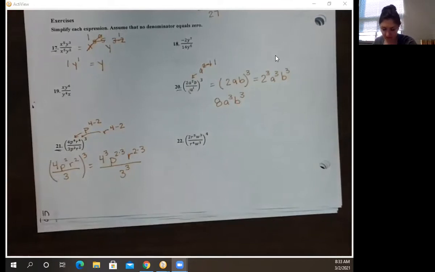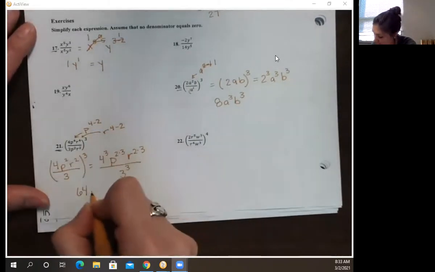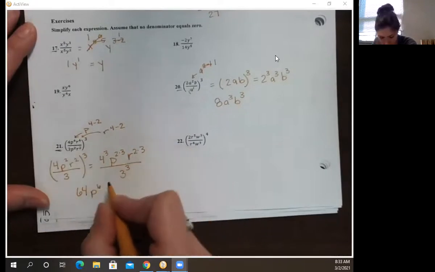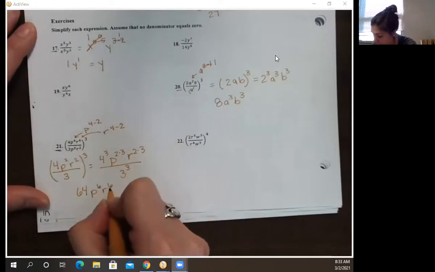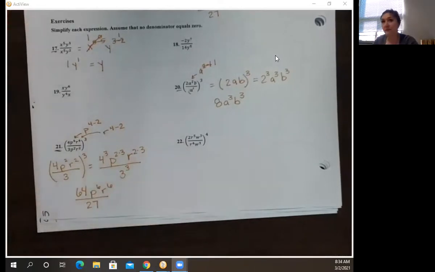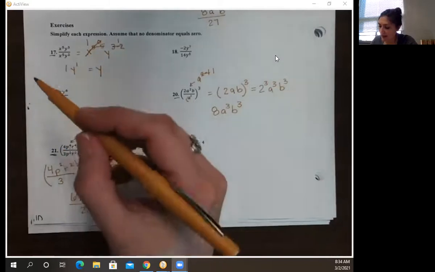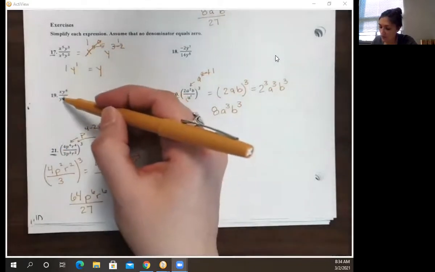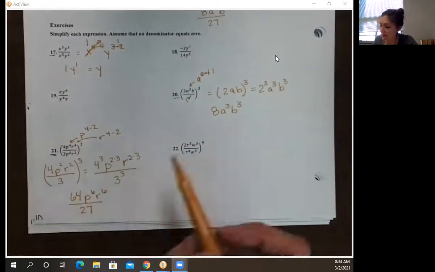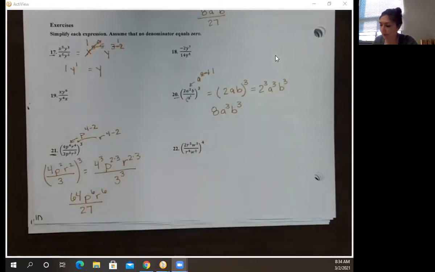4 cubed gives us 64. And this would be p to the 6, r to the 6. And then again, 3 cubed is 27. So there's a couple problems left for you to try, but we're simplifying by, again, subtracting top exponent minus bottom exponent. And where I have a power outside of parentheses, it gets distributed into each term.